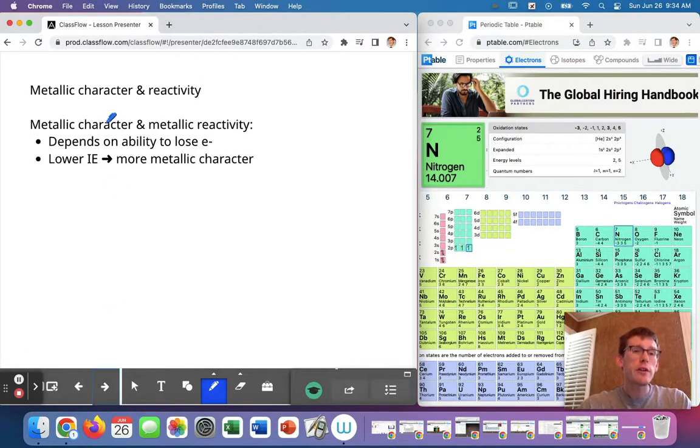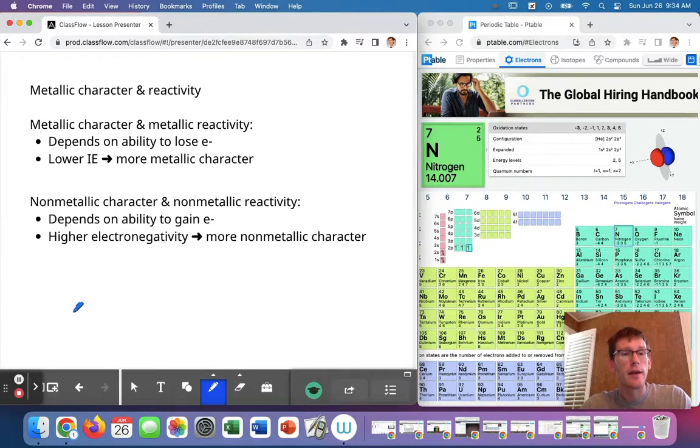And then finally, we're going to talk about metallic character and reactivity. Well, metallic character and metallic reactivity, they depend on an atom's ability to lose electrons. That's what being a metal is all about, losing electrons. So a lower ionization energy means that something loses electrons easily, and that means that it has more metallic character and more reactivity as a metal.